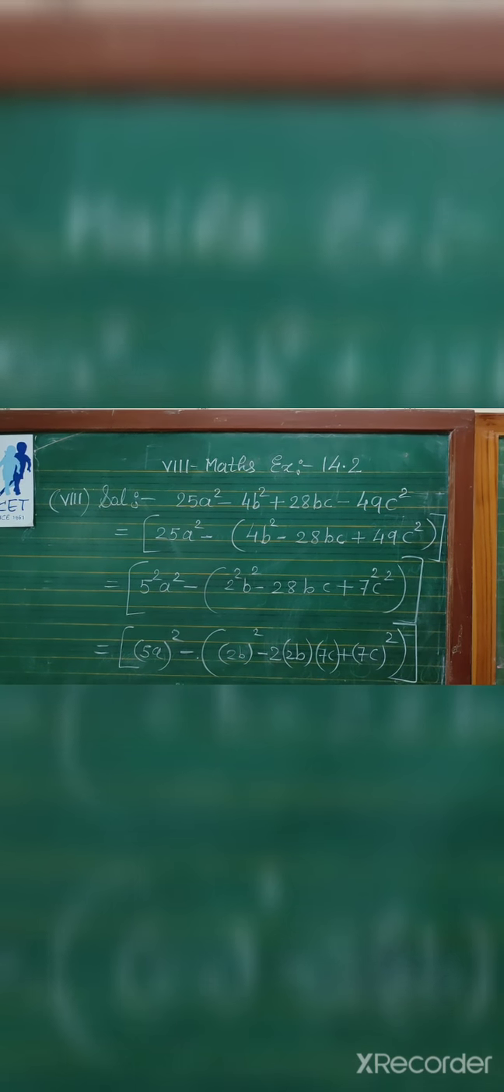You can see the question 25a square minus 4b square plus 28bc minus 49c square. Now children, you can see here bc. That means we can change these 3 terms into the identity. So what we will do, 25a square we will write as it is, minus, bracket we will use. So 4 take negative sign common. So 4b square positive will become negative, 28bc plus 49c square.